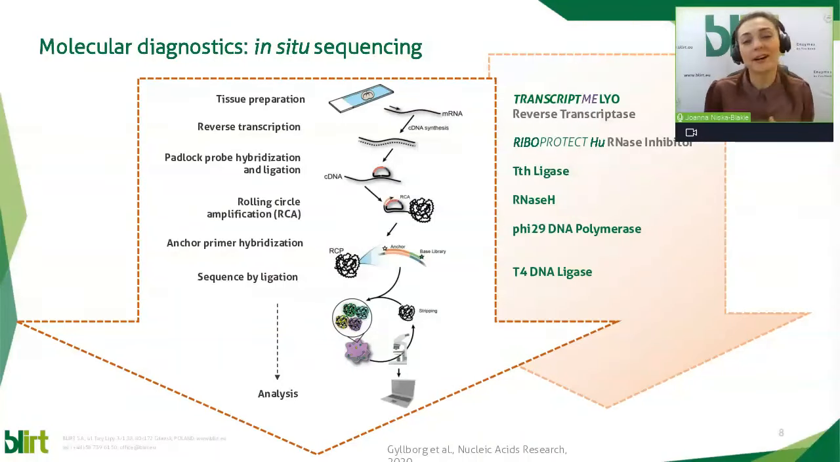RT-qPCR and RT-LAMP are methods which are frequently used during the detection of viral infections, but there are other methods, especially used in cancer diagnostics. And I would like to give an example of in situ sequencing, which basically is sequencing of the mRNA in a section of fixed tissue or in a cell sample. And besides the standard enzymes and proteins being used, there's the need to use DNA ligases such as Tth or T4 DNA ligase, phi29 polymerase, as well as RNase H.